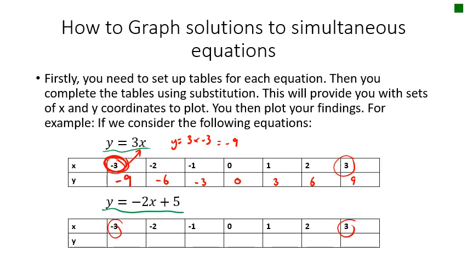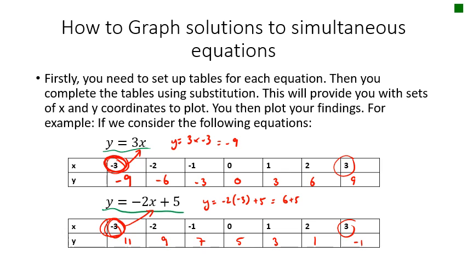We're now going to do the exact same thing for our second table. We end up with y equaling minus 2 lots of minus 3 plus 5. This becomes 6 plus 5, which gives us 11. We're again going to do the exact same thing. This one here would be minus 2 times minus 2, which is 4, plus 5 is 9. This would be 7. This would be 5. This would be minus 2 times 1, which is minus 2, plus 5 is 3. Minus 2 times 2 is minus 4, plus 5 is 1, and then this would be minus 1.